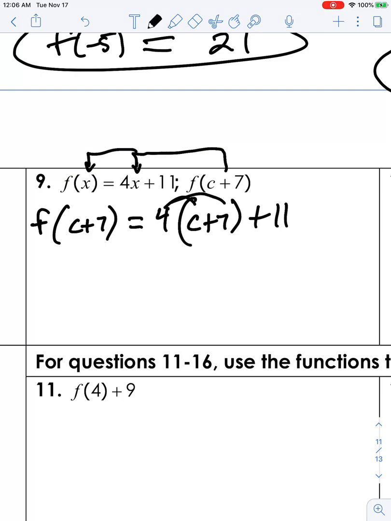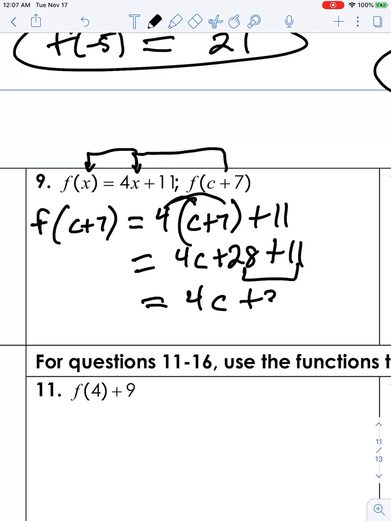So meaning, obviously, we need to distribute here. So 4 times c is 4c. 4 times 7 is 28, and then drop down the plus 11. Combine like terms. 28 plus 11 is 39, so 4c plus 39. You cannot reduce that anymore, so when you plug in c plus 7 for x, your answer is 4c plus 39.